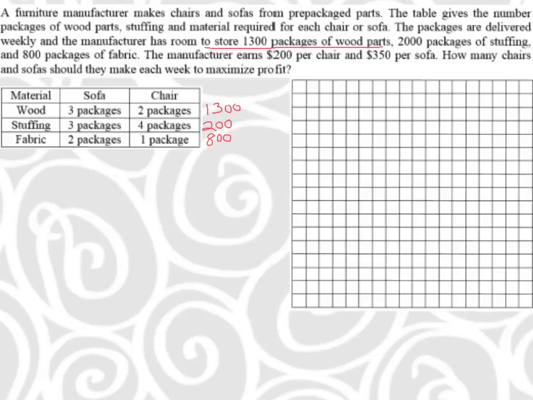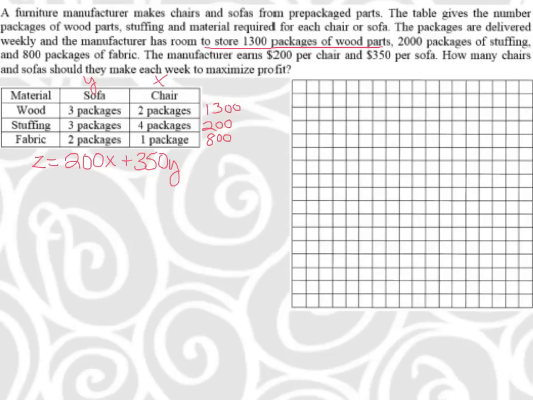Okay, the next thing that they tell me is the manufacturer earns $200 per chair and $350 per sofa. There's my objective function right there. Let's go ahead and start with that. So z would equal 200x plus 350y. All right, so the question is, how many chairs, how many sofas do they need to make to maximize their profit here? Okay, it looks like it was done a little bit backwards. I said 200x, so that's my chairs. So really my x is the chairs and the sofa is my y.